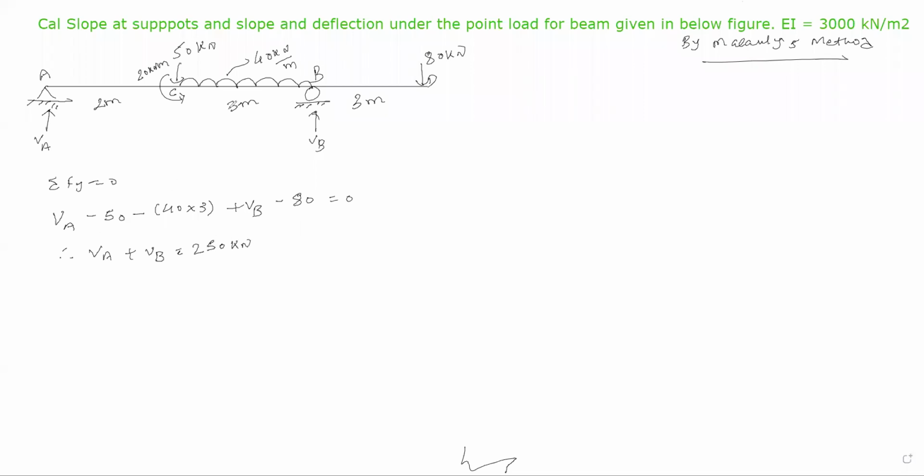There is no moment here. We are considering sigma Fy, which is the algebraic summation of all forces, and 20 kNm is a moment. That's why we will not consider it in the sigma Fy step. Okay, is it fine?